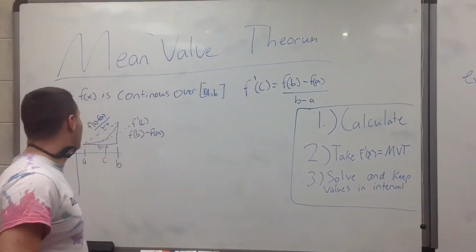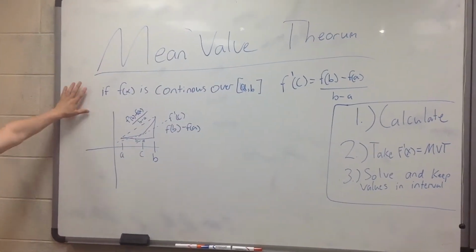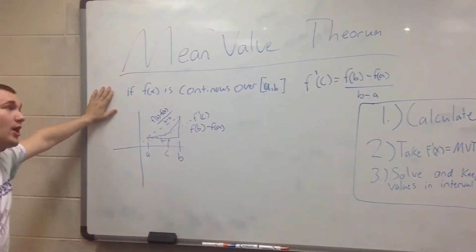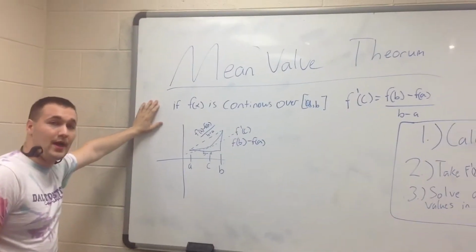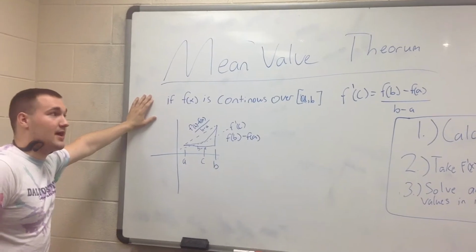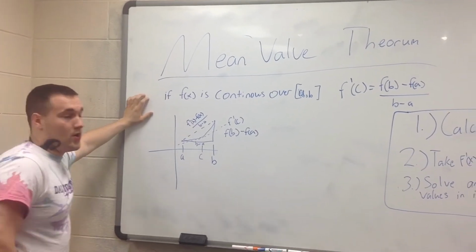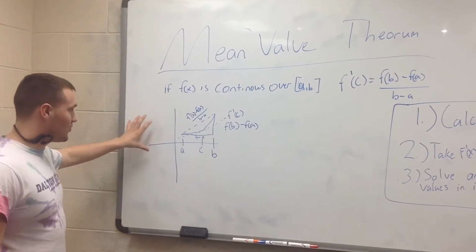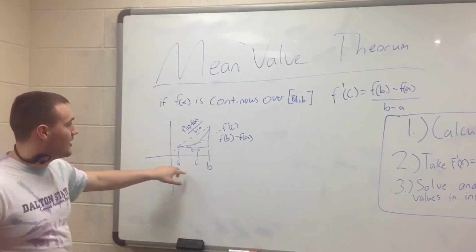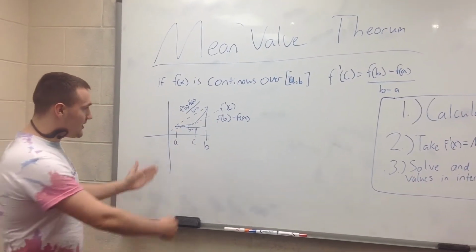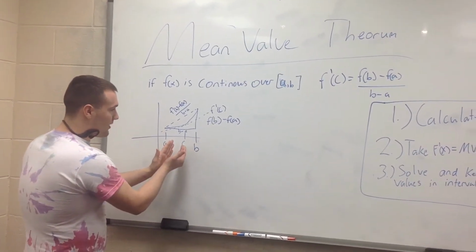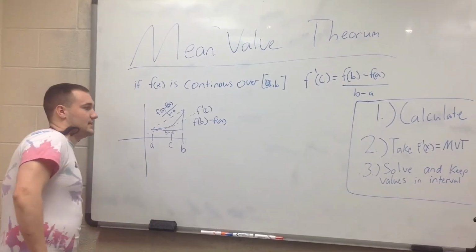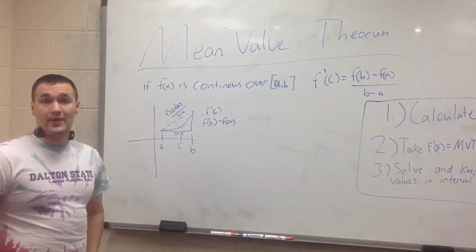Basically, what the mean value theorem says is, if f of x is continuous over a and b, then f prime c is equal to f of b minus f of a divided by b minus a. What that means is that on your x and y graph you have a point A and a point B, and in between these points you're going to have a point C. You want to try and find that midpoint that is still over the interval that you are given.